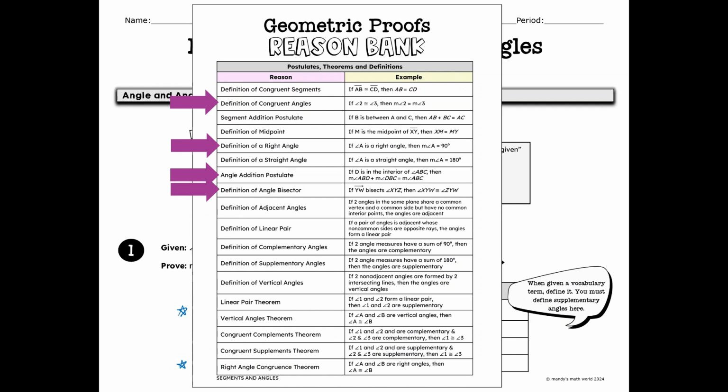We're also going to be using the definition of an angle bisector, which tells us that if a ray bisects an angle, then the two angles that it creates are congruent to one another. We're also going to be using the definition of complementary angles, which tells us that if two angles are complementary, then they have a sum of 90 degrees, or if they have a sum of 90 degrees, then they are complementary. The definition of supplementary angles tells us that two supplementary angles have a sum of 180 degrees.